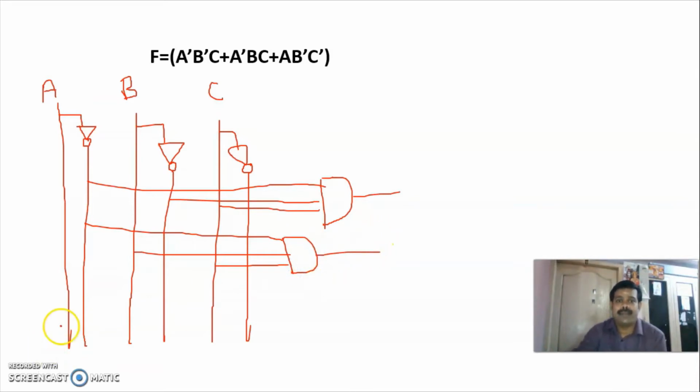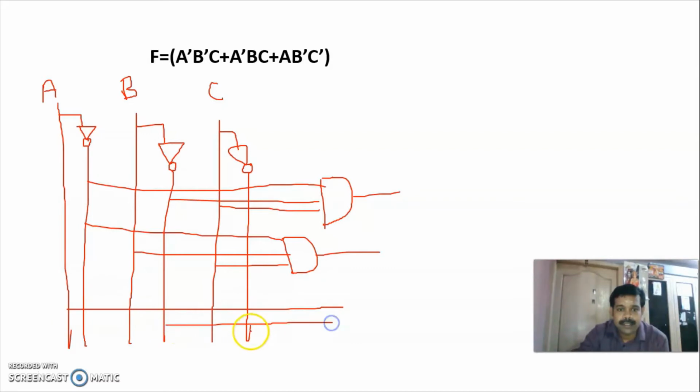Then A, B bar, C bar. A, B bar, C bar. Okay. So all these products are summed together. So give all these outputs to an OR gate.